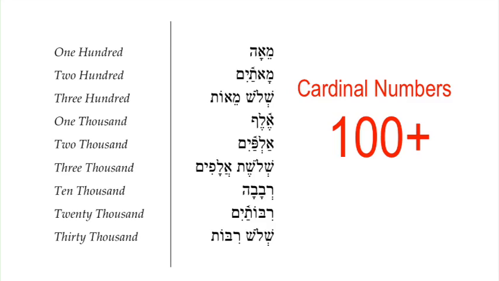Now, with these cardinal numbers, you don't necessarily have to memorize all of the 9 forms that you see on this page. For vocabulary, you should remember 100, Mea, 1,000, Elif, and 10,000, Ravava. All of the other forms are derived from inflecting the singular forms.